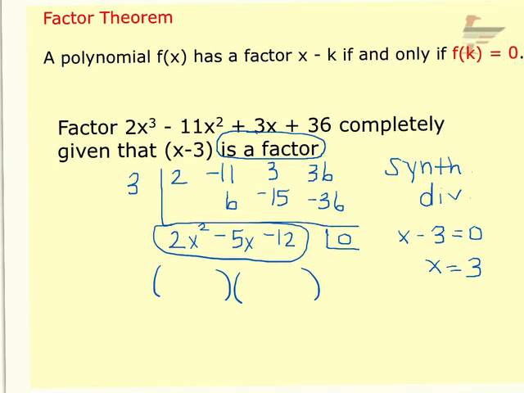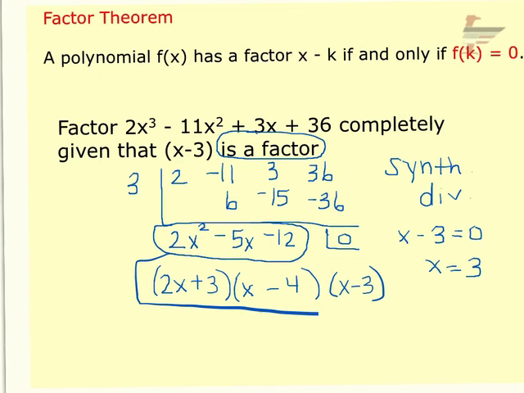Depending on the method of factoring that you prefer, if you do the FOIL method or guess and check, pause the video, make sure that you can factor, but I'm assuming you can factor from last chapter. And this will be minus 4 and plus 3. And my factor that was given was x minus 3, so I'm going to squeeze that in here, and that's your final answer.